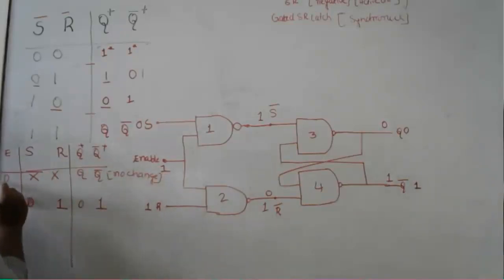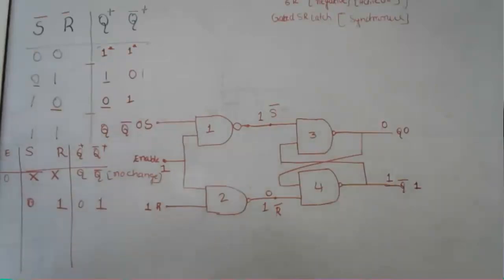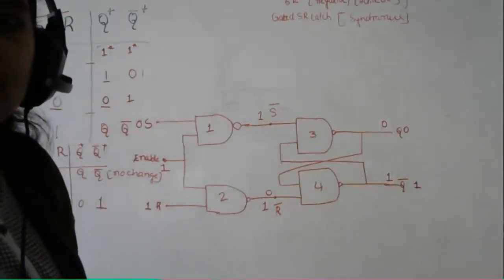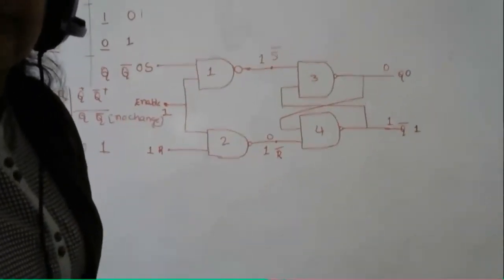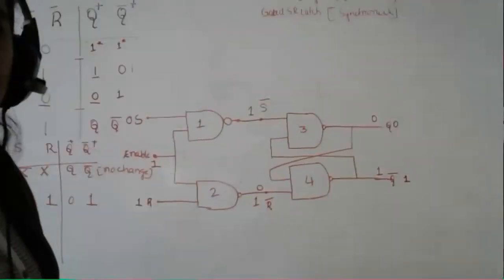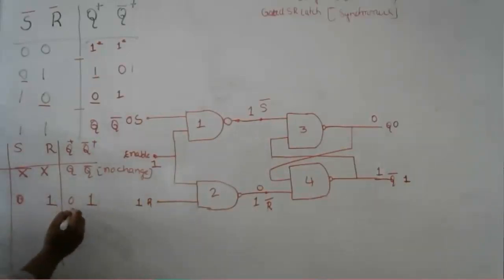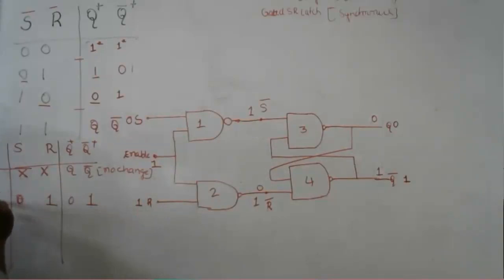When my enable is 0, see I have written X, don't care here. Whatever may be the inputs I am applying here, my output remains in the same state. That's a no change state. Now, when my input is 0, 1, then output is also 0 when my enable bit is high.